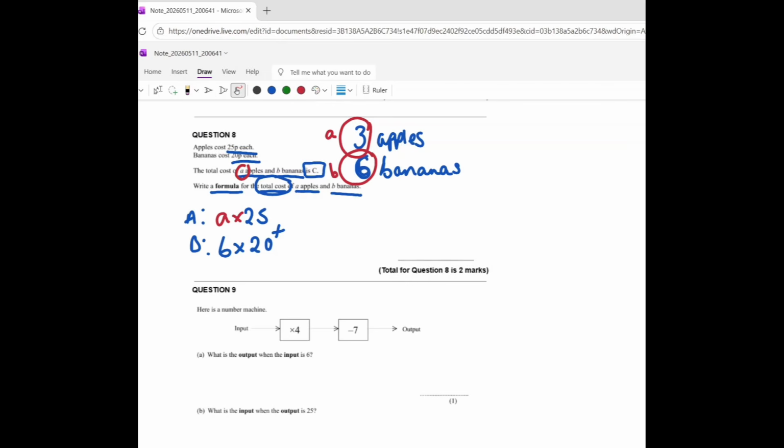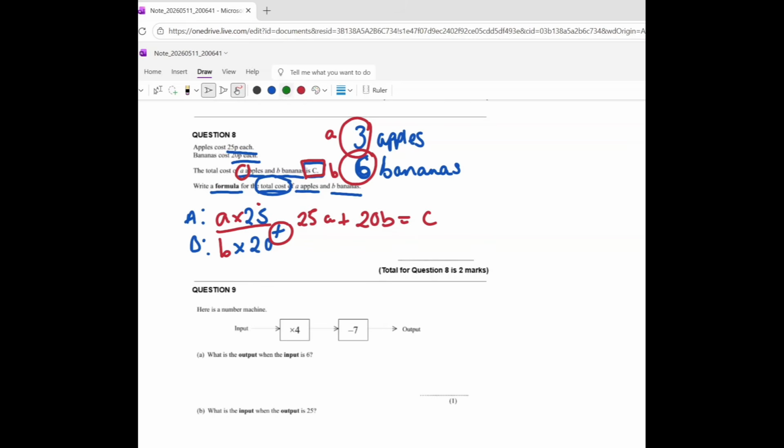I'm going to replace my 6 with a B. So I'm doing B times 20, then I'm adding them together. Now, in algebra, you don't write times signs, and you always make sure that the number comes first. So I'm going to write 25A plus 20B. So that's the total cost of my apples and my bananas, and it tells me is C. That means I'm going to equal it to C, and that is my final answer for 2 marks.